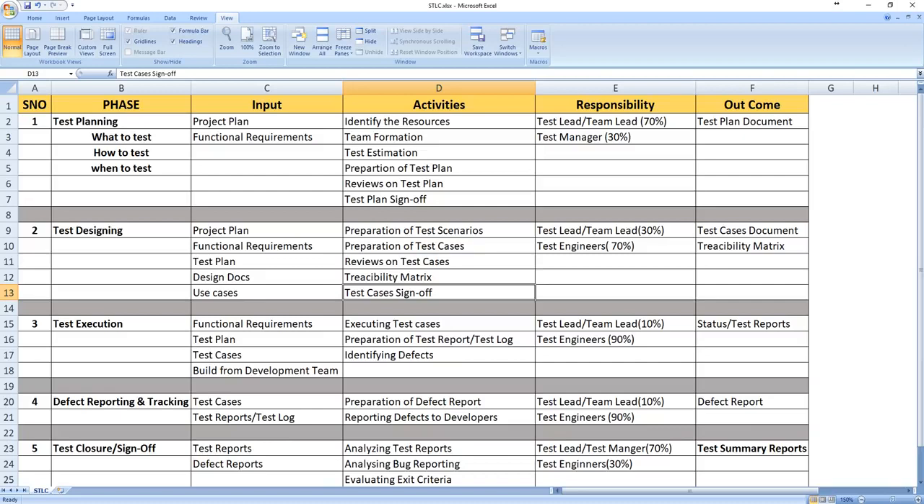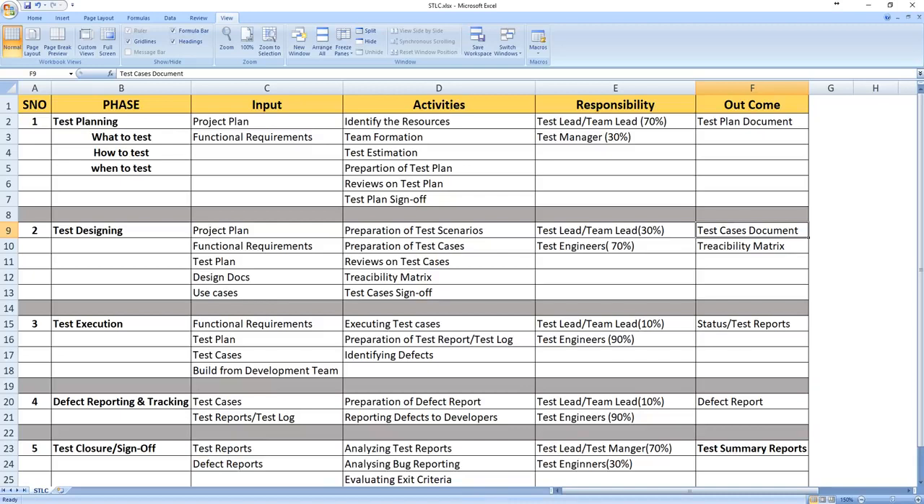So here these are the activities we have to perform as part of the test designing phase. And here the test lead and team lead role is 30% and test engineer role is 70%. And what is the outcome of this particular phase? We have test cases document and we have traceability matrix.